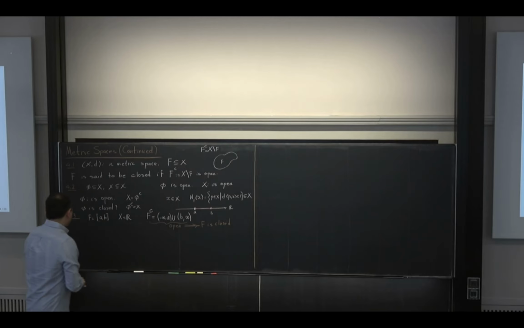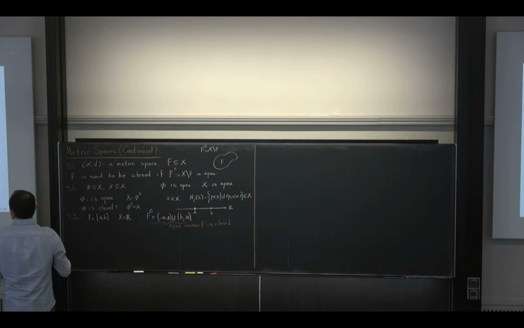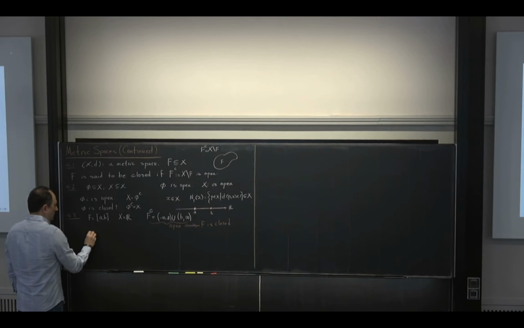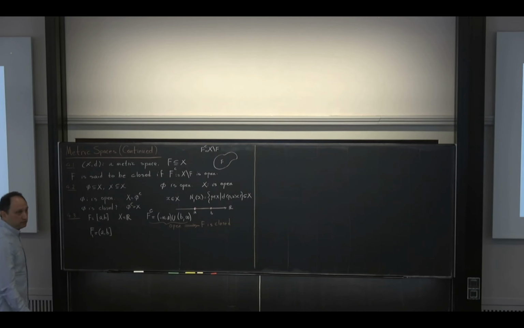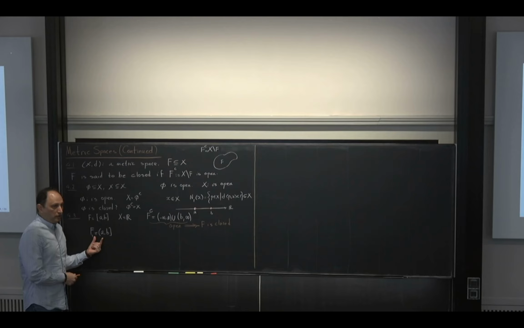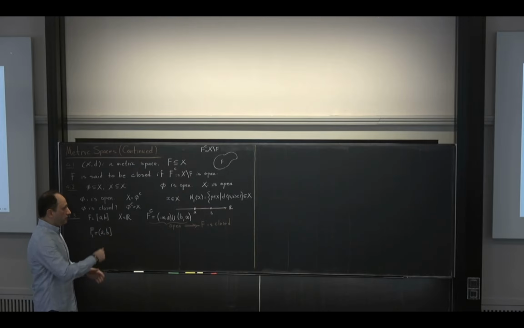Okay? So now, what about the other one, for example? Let me call it F1. A and B. What do you think about this one? It is not open. Why? Because B is not an interior point. If I take B as the center and look at any neighborhood, which means any interval around B, some part of it will be outside.